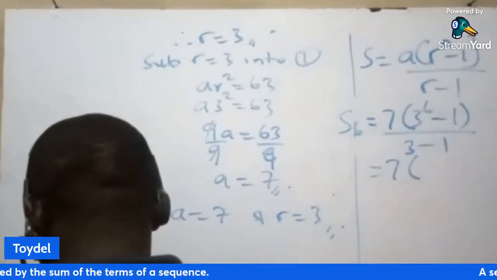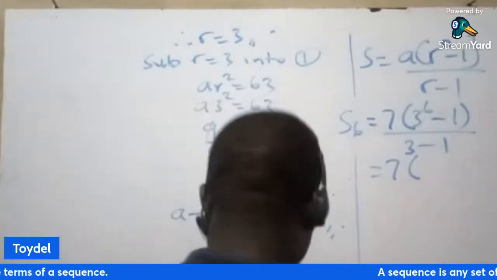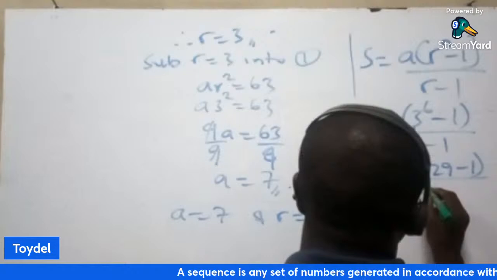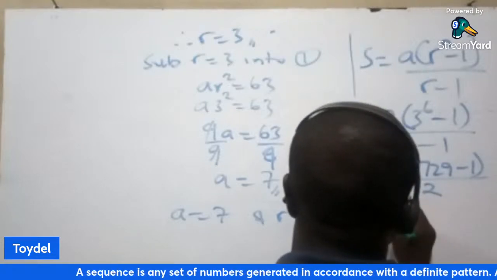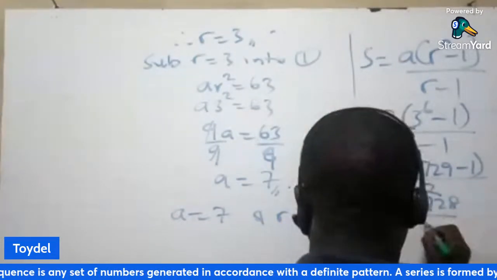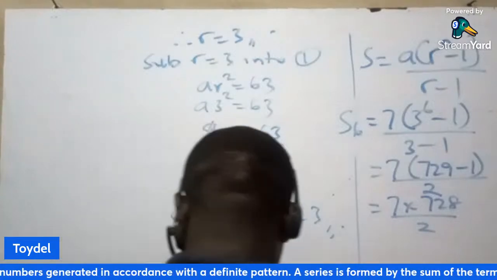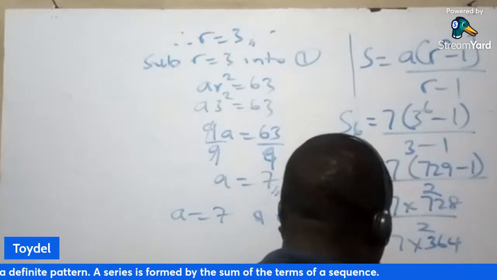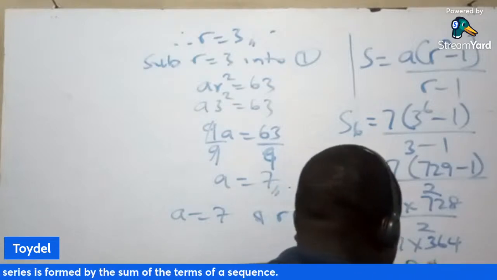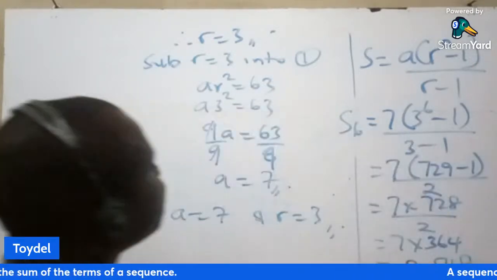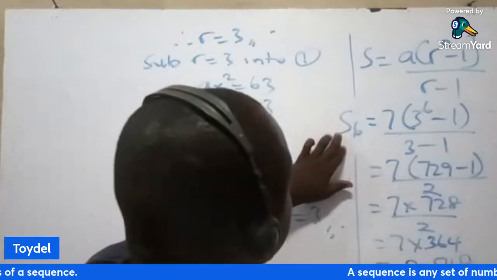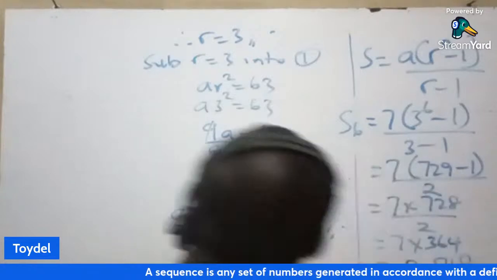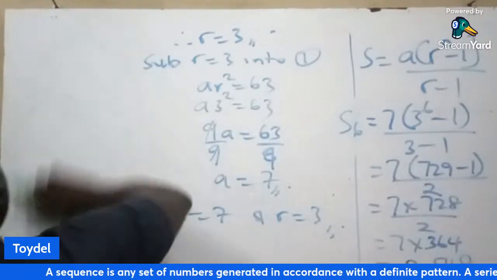Here I'm going to have 7 into bracket 3 to the power 6, which gives us 729 minus 1 all over 2. Then I'm going to have 7 multiplied by 728 all over 2. So if we find that, at the end of the day, I'm going to have 7 multiplied by 364, which is the same thing as 2,548. So the sum of the first six terms of this GP is 2,548.